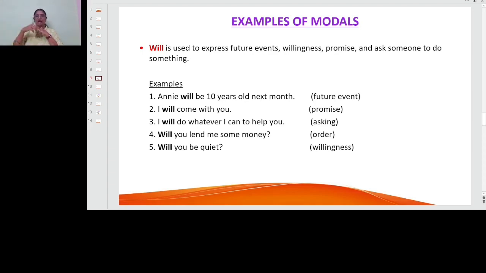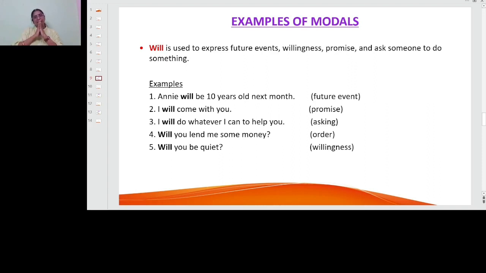Okay, how will you ask someone to do something? We'll see the examples. Annie will be 10 years old next month. It's a future event. Now she is not 10, but next month she will be 10. I will come with you. It's a promise. Definitely I'll be with you. I will do whatever I can to help you. If you give me permission, I will do that.